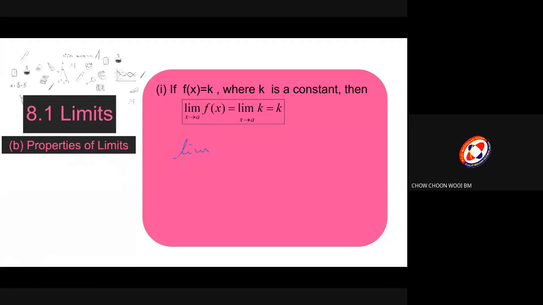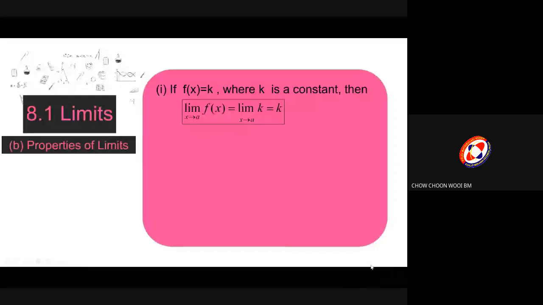Dia maksudnya limit as x approaches, contohnya tak kira nilai apa pun lah, 5 bagi 10. Okey. Sebab 10 ini adalah k constant. Jadi jawapan dia 10 lah. Dia kata limit as x tends to a bagi 12. Apakah nilai dia? 12 lah. Sebab dia tak ada x untuk kita gantikan nilai. Itu maksudnya.